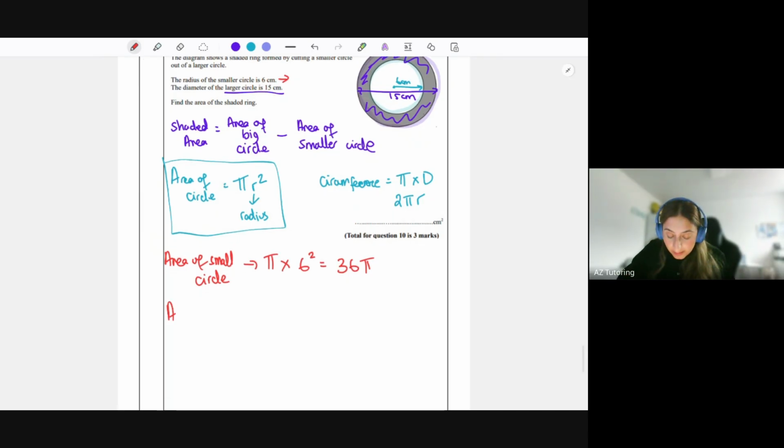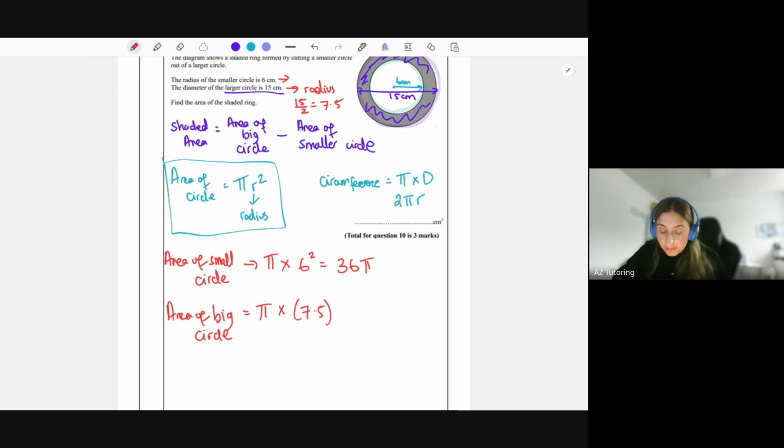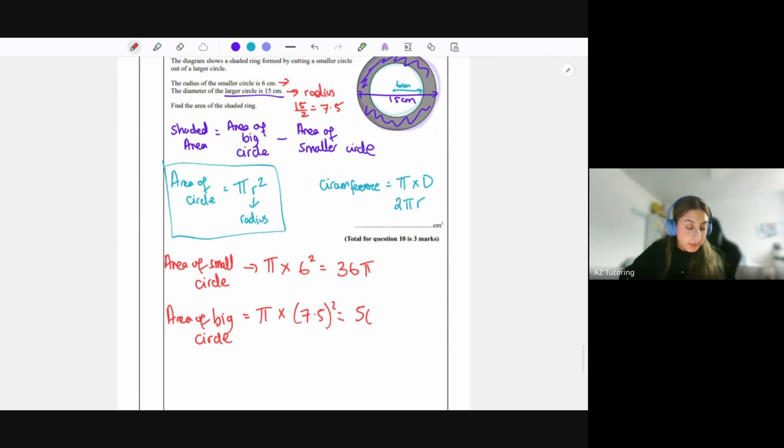Now we need the area of the big circle. Remember, they've given us the diameter, so therefore the radius is going to be half of the diameter, 15 divided by 2, which is just going to be 7.5. That's what the radius is going to be. That's going to be pi times 7.5 squared, which is just going to be 56.25 pi.